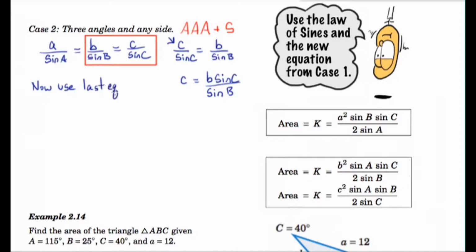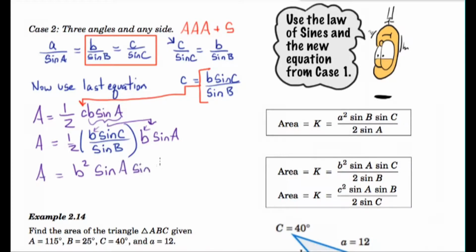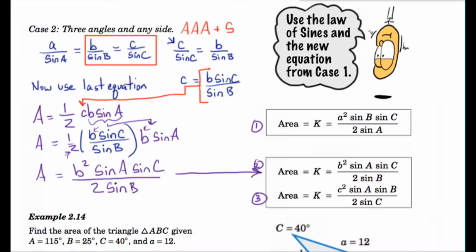And then now we're going to use the last equation from case 1, which is area equals 1/2 cb sine A. And I'm going to substitute for c, b sine C over sine B. So I'm going to make this substitution here, and then we're going to simplify this equation. So I have two b's here that are being multiplied. So that gives me b squared sine A sine C over 2 sine B. Notice we could have written this 3 other ways, depending upon which side is given.